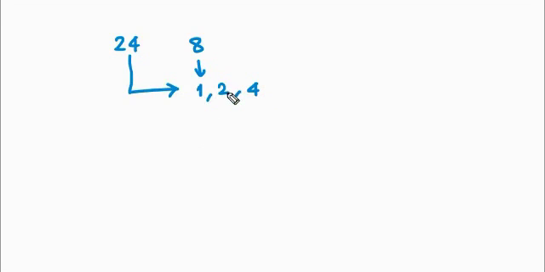8 is a multiple of 2 and 24 is a multiple of 8, so 24 is going to be a multiple of 2 also. And that's why if a number is divisible by another number, then that number is also divisible by factors of the second number. Let's look at the second rule.